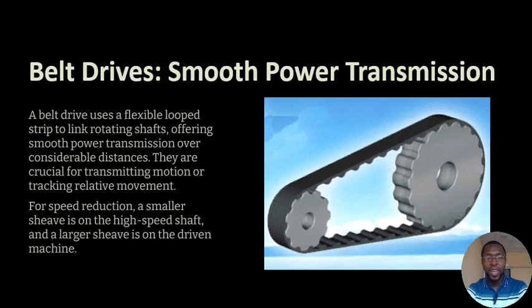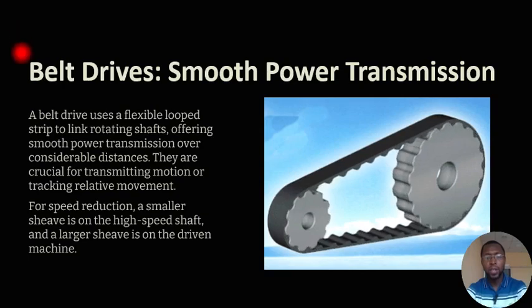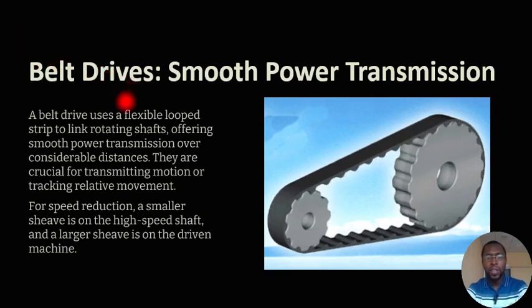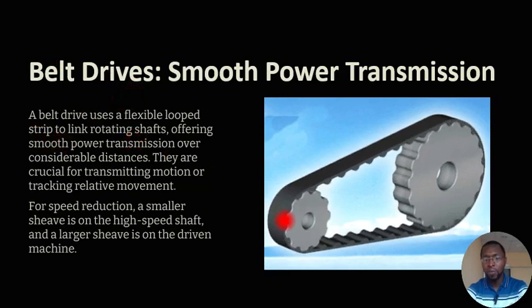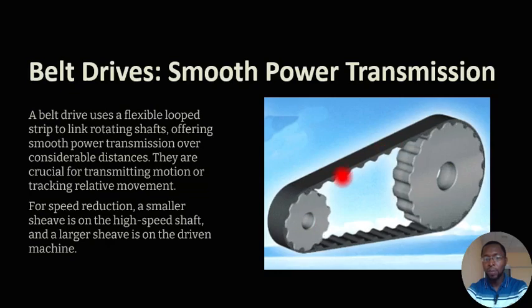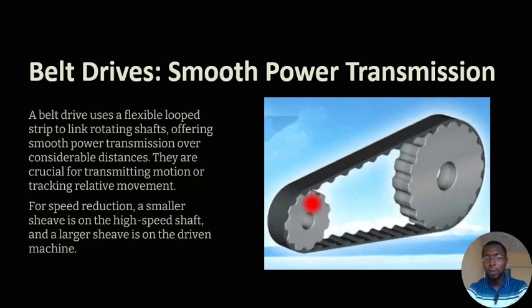Let's start with the first one, that's the belt drive. A belt drive is actually a flexible loop strip that links rotating shafts, as you can see here. So this is a flexible loop strip, okay? And it links two rotating shafts together, thereby transmitting power from one to the other.